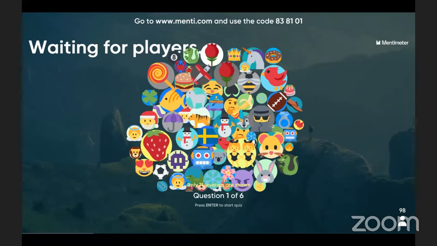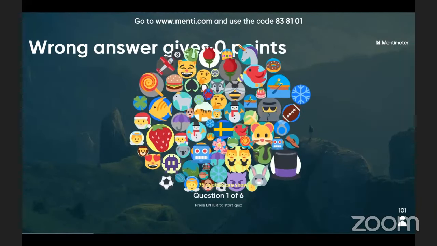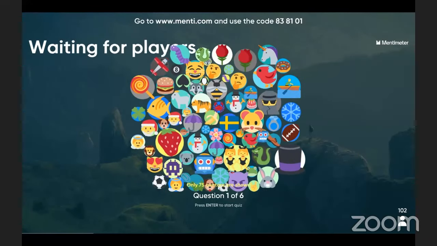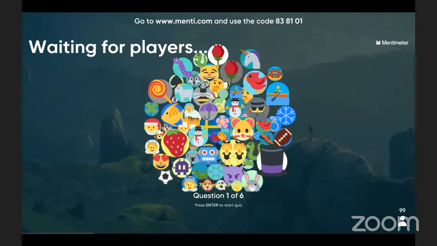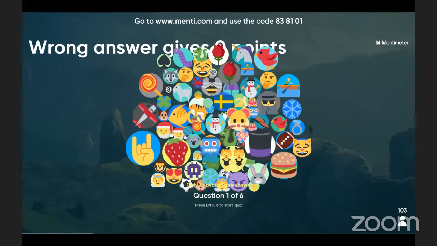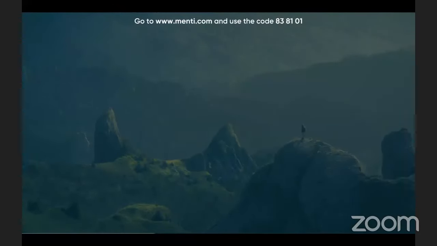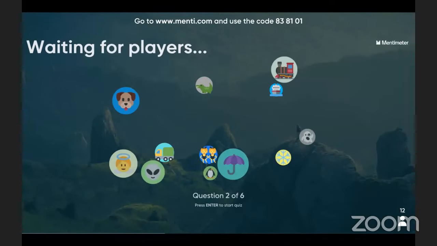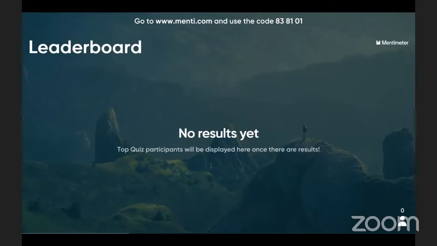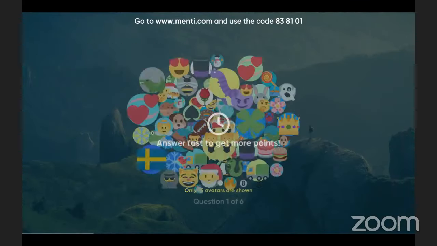Okay, we already have 100 players. Where are the others? It will be very fast. So just open the window on menti.com and we'll use the code. Okay, good. Let's start.